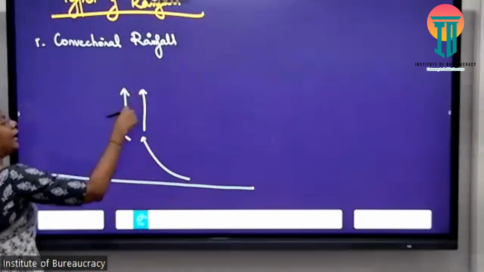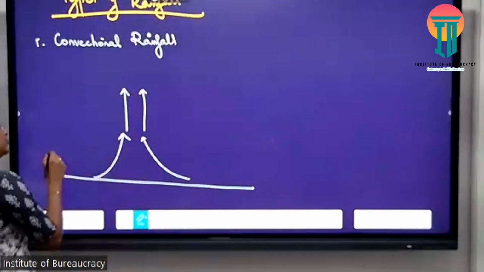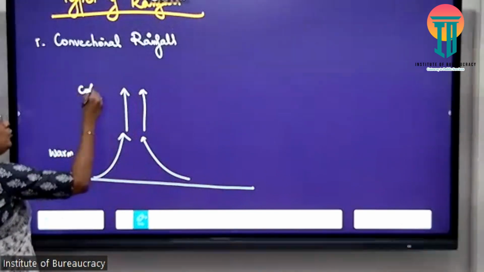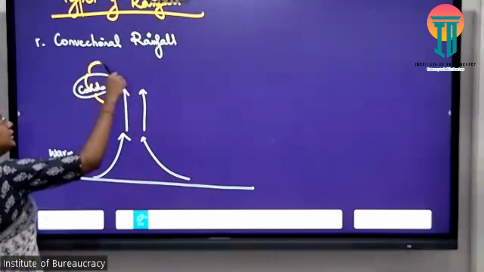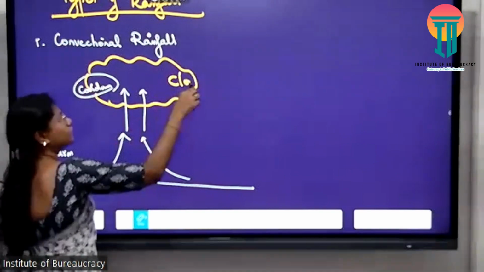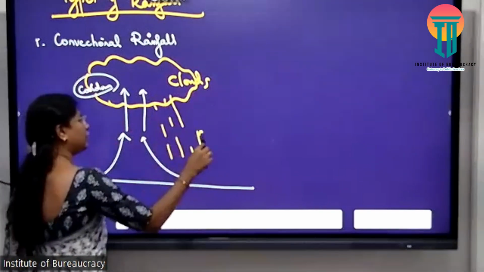Ascending air would cool at the adiabatic rate. As the warm air ascends, as it goes higher it will cool down. Once it cools down, it would reach the condensation level and clouds are formed. And the clouds would give precipitation or rainfall.